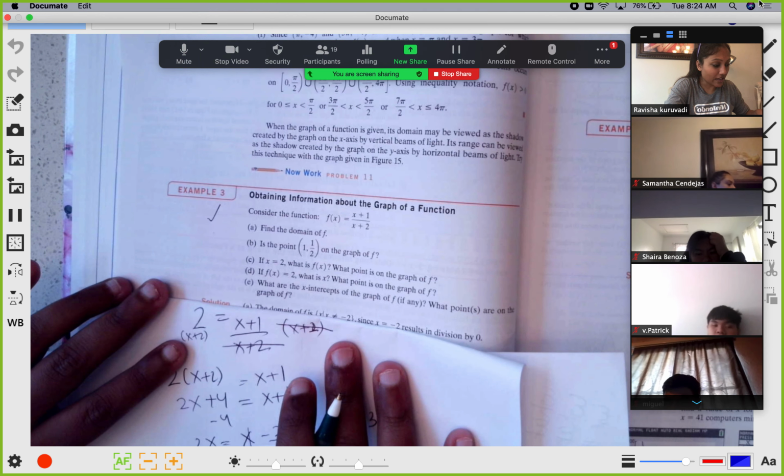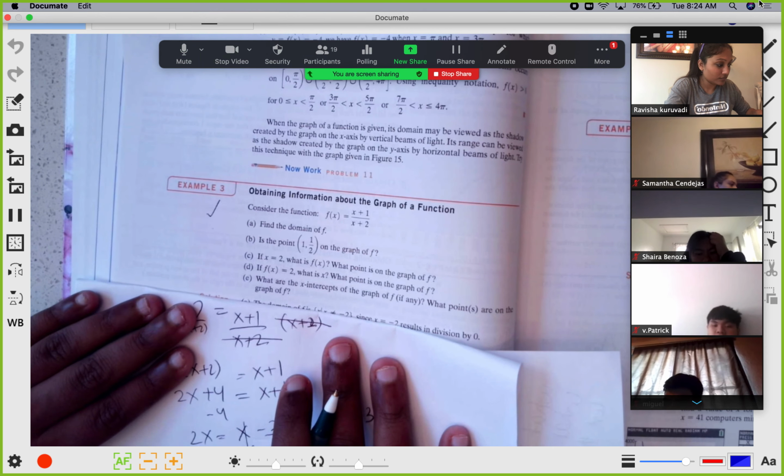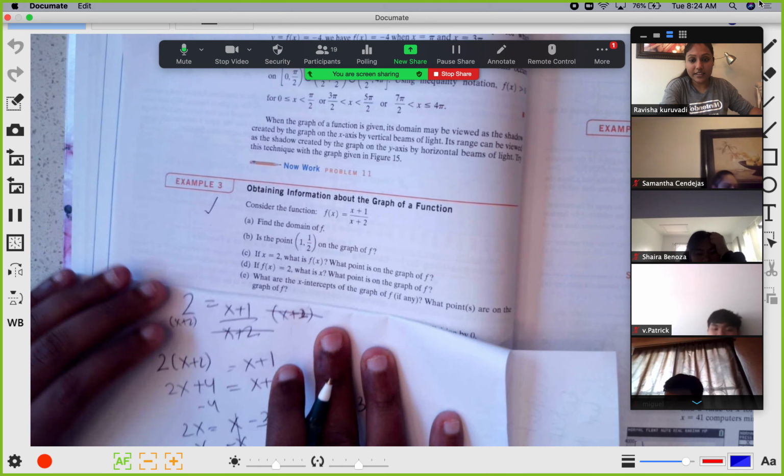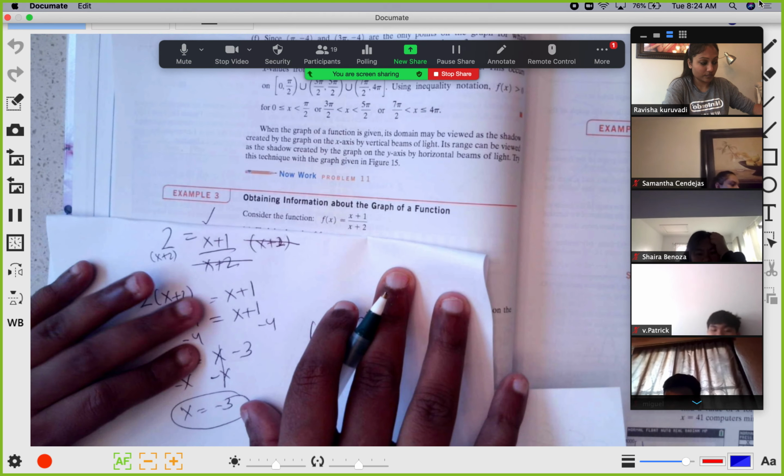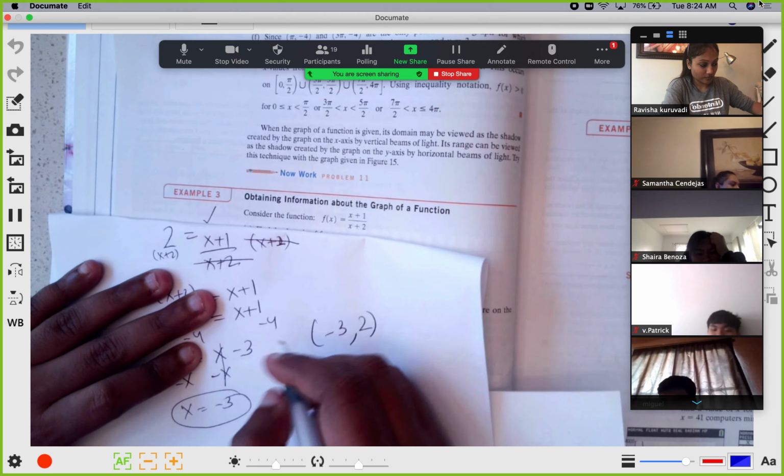What are the x-intercepts of the graph? How do you find x-intercepts? By equating y to 0. So what do you get here? If y is equal to 0, you equal it to x plus 1 over x plus 2. Then you solve for x, with y as 0. So what do you get?